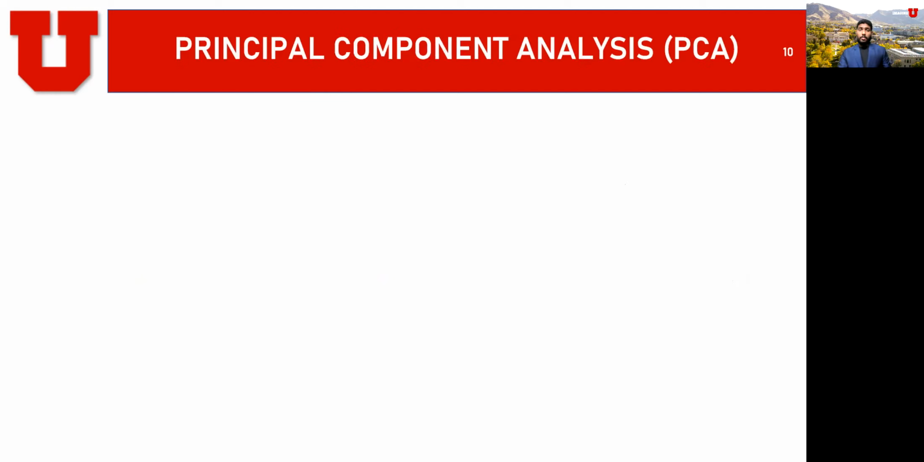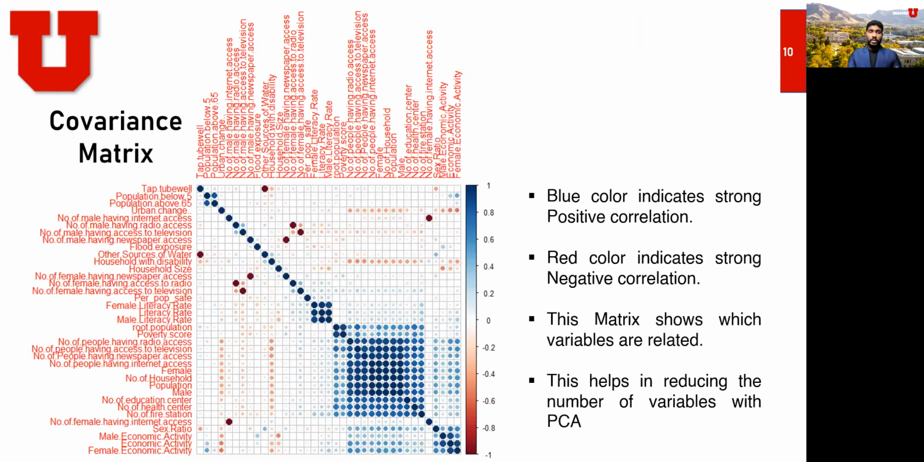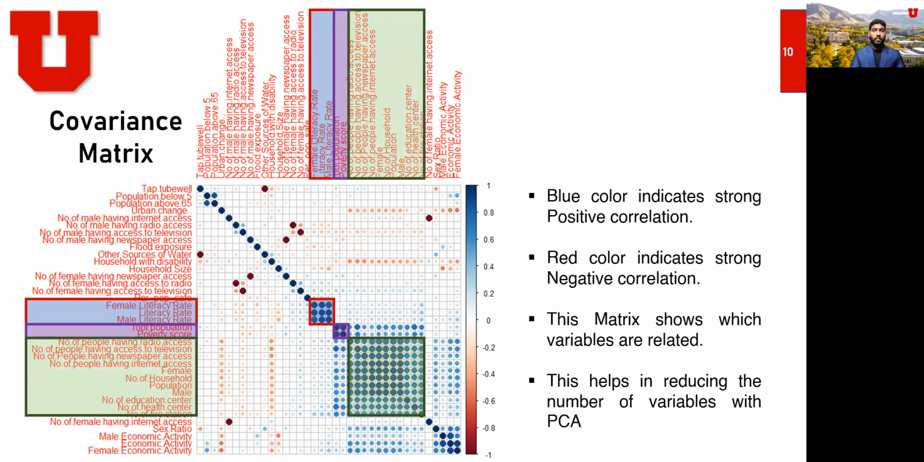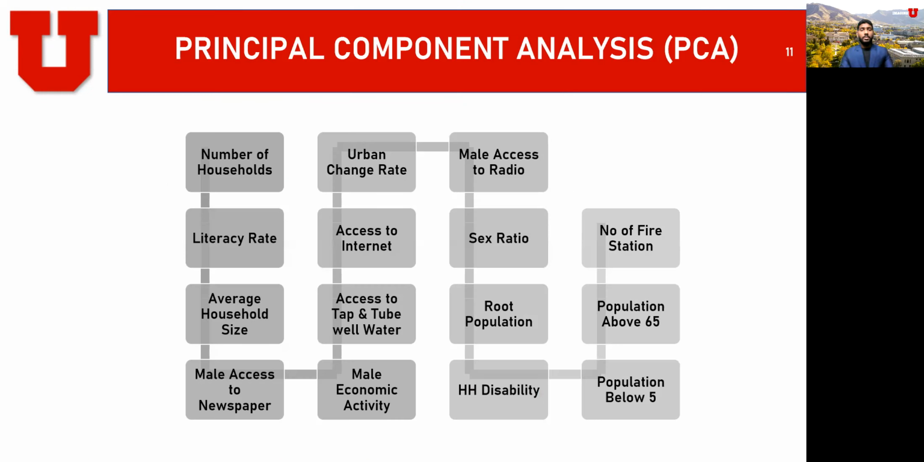By analyzing and by applying the principal component analysis to our 38 variables, we get this covariance matrix to understand the correlation between these variables, where blue indicates strong positive correlation and red indicates strong negative correlation. And it helps in reducing the variable list and getting the desired variable number that we want for our analysis. These are the 15 variables that we got through PCA.